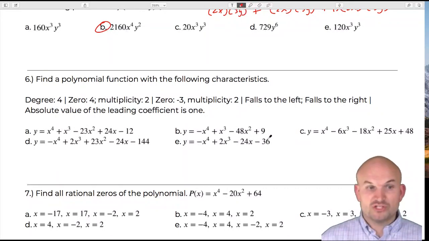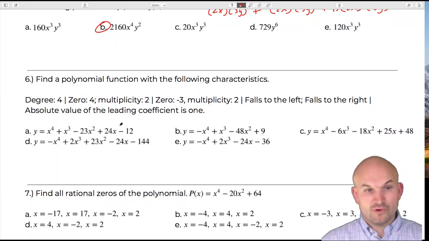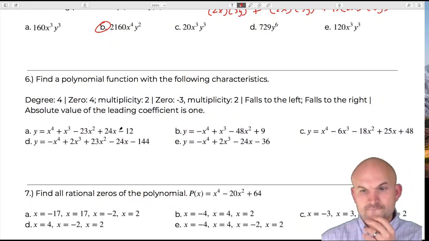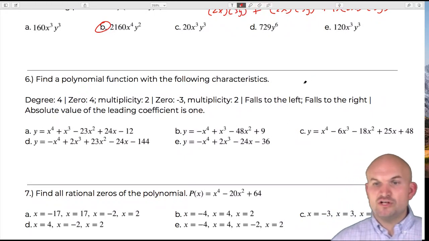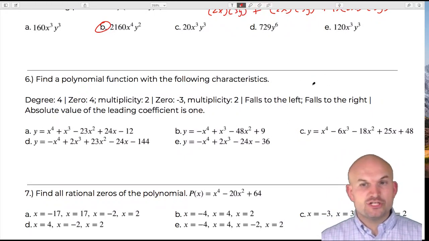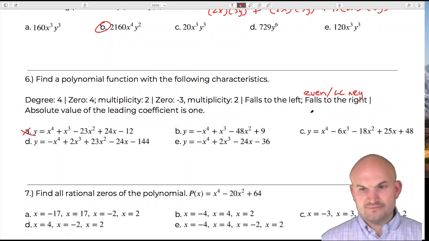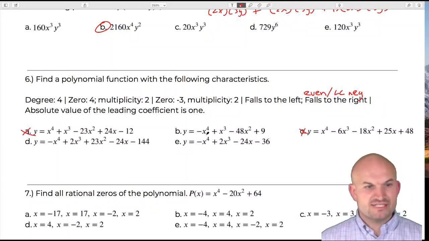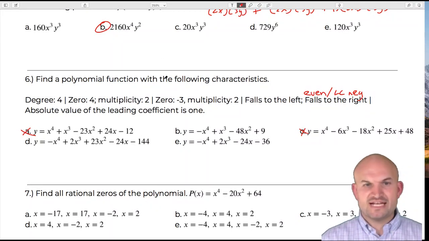The next one, it says the degree is 4, 0 of 4, multiplicity of 2. We have 0 of negative 3, multiplicity of 2. The graph falls to the left and falls to the right. Now that's very important, and the absolute value of the leading coefficient is 1. So be careful, it says absolute value of the leading coefficient, but if it falls to the left and falls to the right, then I know that the degree has to be even, and the leading coefficient has to be negative, right? So therefore, A is not the answer, and C is not the answer, because I know that they have to be negative.